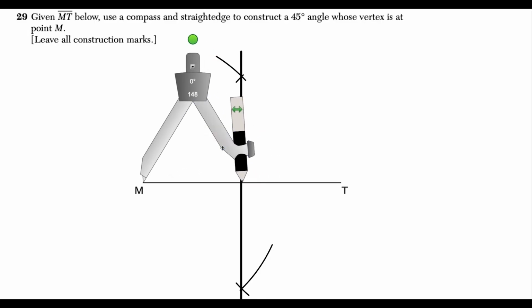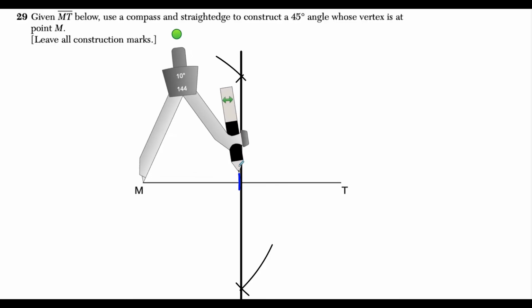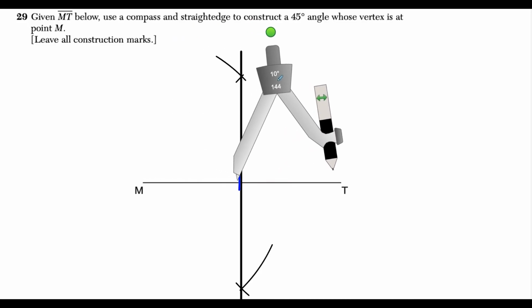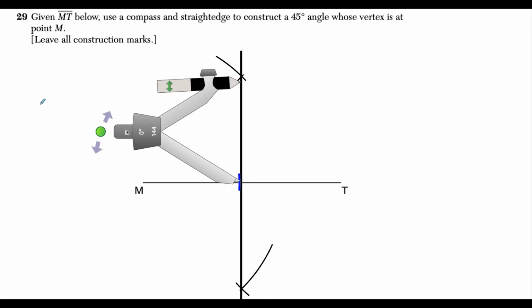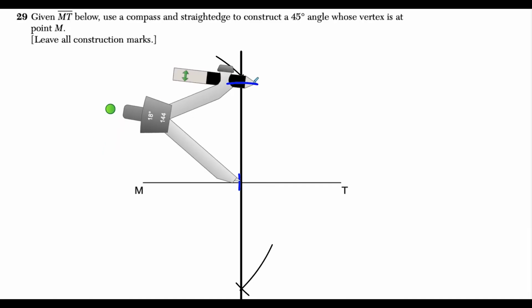So I'm going to set the compass and measure it here. And just to make sure this is precise, let's just move it in a little bit. And now we're going to draw in an arc just to show that we're measuring this distance. And now what we're going to do is we're going to move the compass over here to the vertex, because once again, we're going to be building a right triangle where both legs are the same length.